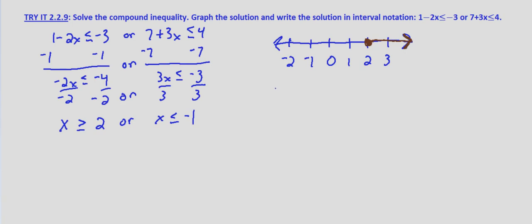Now we'll graph the right-hand side of the compound inequality using the same scale. 3, 2, 1, 0, negative 1, negative 2. And we have x is less than or equal to negative 1. So again, because it includes equal, I'll use a closed circle, a dot, or you could use a square bracket, and we're going to the left.